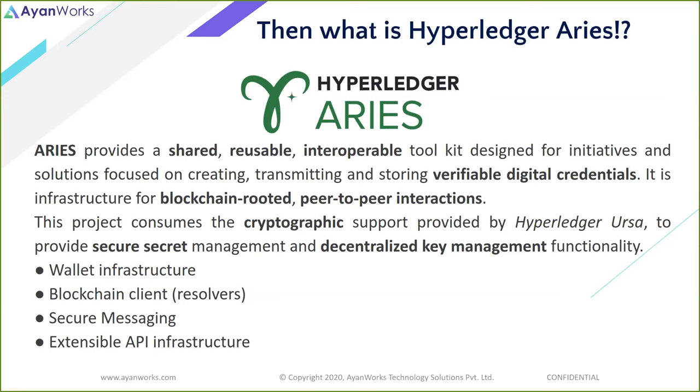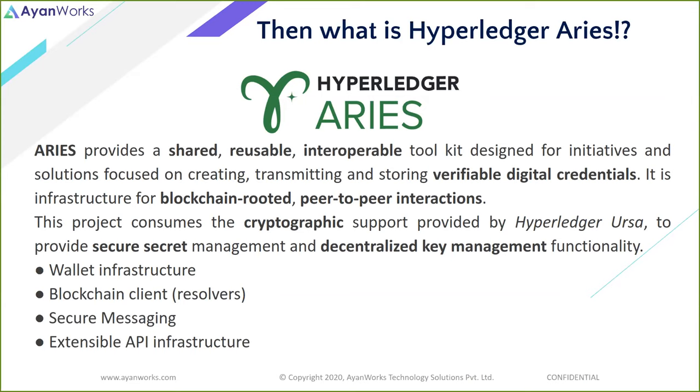So it provides a shared, reusable, and interoperable toolkit to create, transmit, and store verifiable credentials, which are cryptographically safe. The key management system uses Hyperledger URSA to manage the keys and secure the secret management. So the key characteristics that Hyperledger Aries has are, first, wallet infrastructure. Wallet infrastructure can be used for secure storage of cryptographic secrets. That can be my digital decentralized identifier, or the credentials, or any other information that I use to build the blockchain client that we refer to as agents here. So the wallet infrastructure is a secure storage technology.